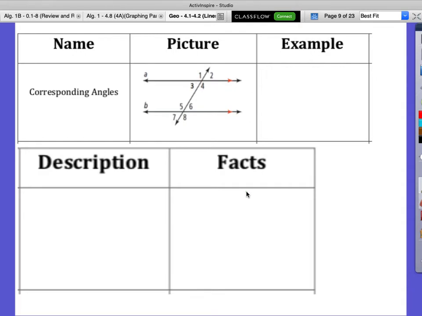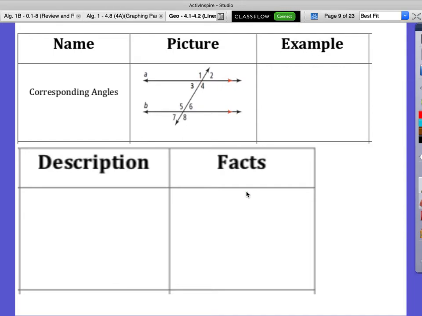So we're talking about five different types of angles, okay? We're talking about corresponding first. What does correspond mean? You say two things correspond. They go together. They kind of match up. They're not exactly the same, but they kind of match up. They might be a little bit different, but they kind of go together. So corresponding angles are a very similar thing here, okay?